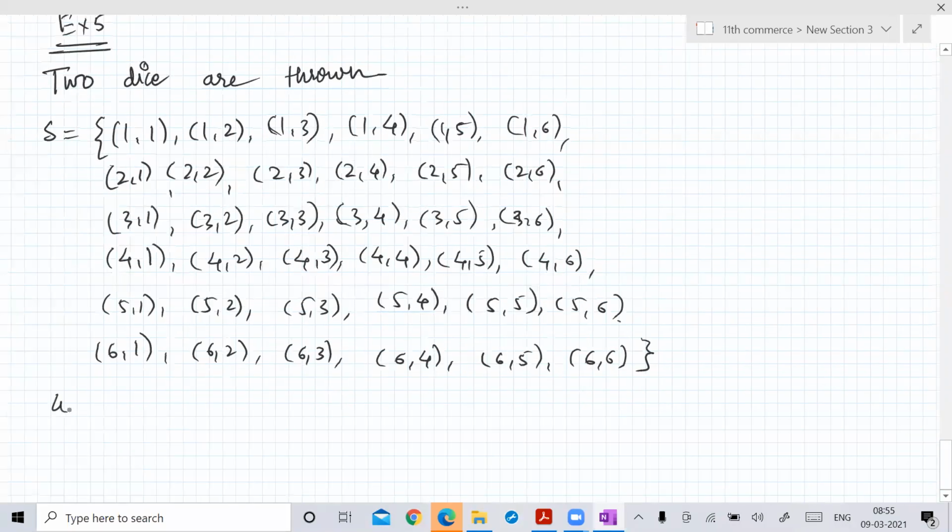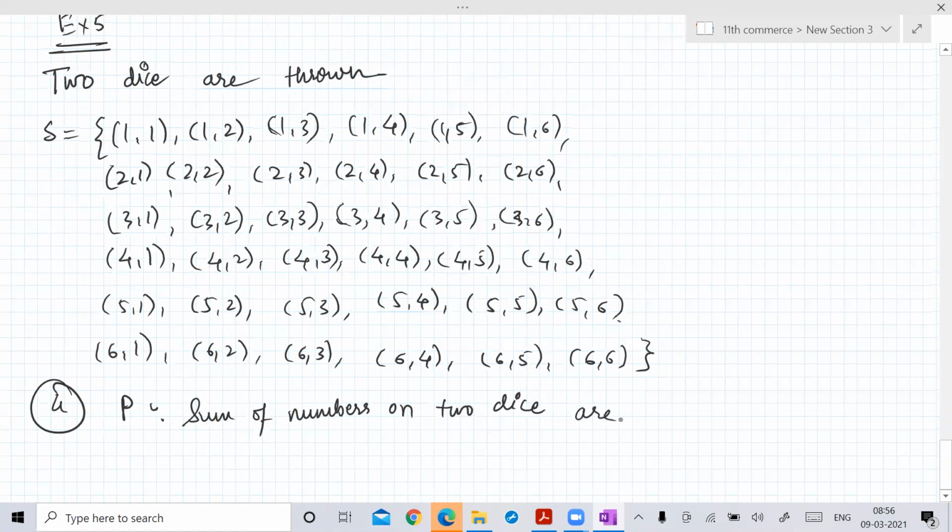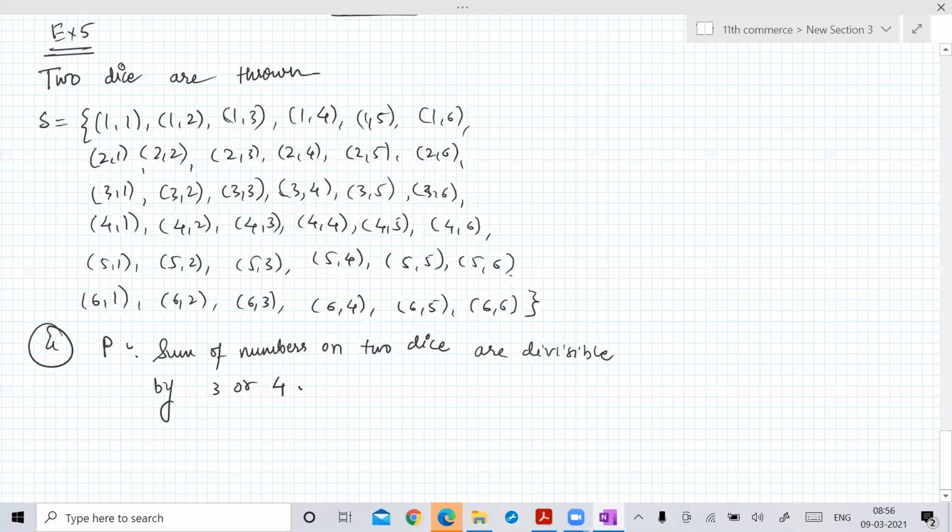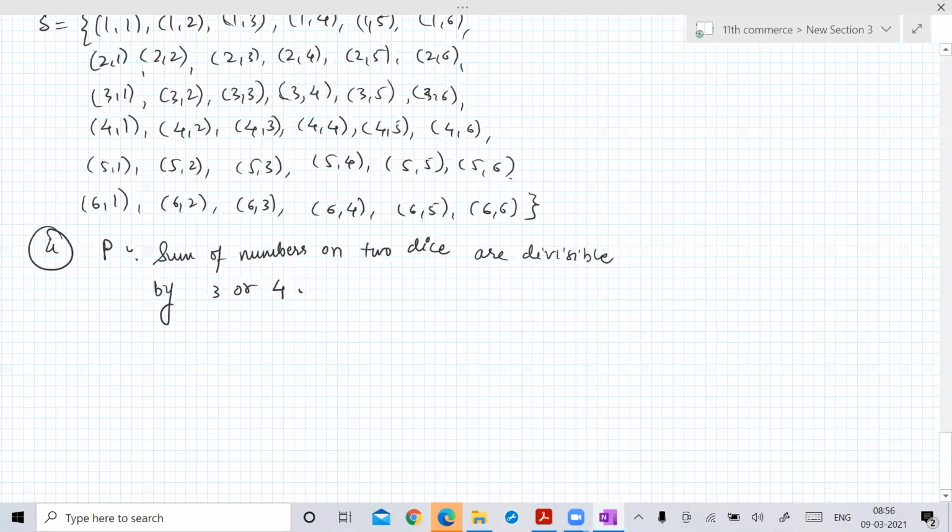Now what is given to you? They have given you the P event: sum of numbers on 2 dice is divisible by 3 or 4. Can you tell me what is the content in P? Sum of numbers divisible by 3 or 4.